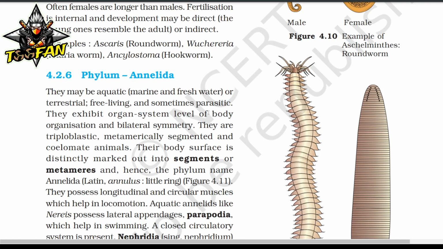Now, phylum Annelida. They may be aquatic, marine or freshwater, or terrestrial, free-living, and sometimes parasitic. They exhibit organ level of body organization and bilateral symmetry. They are triploblastic, metamerically segmented, and coelomate animals. Their body surface is distinctly marked out into segments or metameres, and hence the phylum name Annelida, Latin annulus, little ring. They possess longitudinal and circular muscles which help in locomotion.